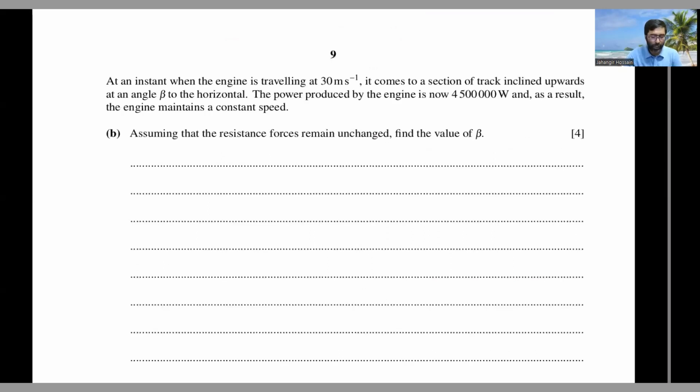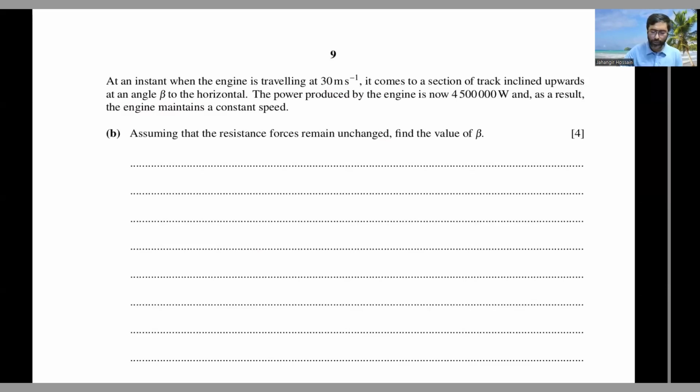The next part is at an instant when the engine is traveling at 30 meters per second, it comes to a section of track which is inclined upward at an angle beta to the horizontal. The power produced by the engine is now 4,500,000 watts. As a result, the engine maintains a constant speed. Assuming that the resistance forces remain constant, find the value of beta.